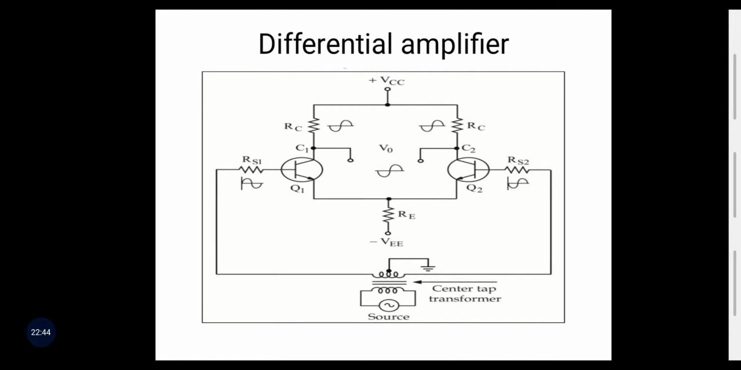The output voltage V0 is taken across the collector of Q1 and the collector of Q2. The two outputs are equal in magnitude but opposite in polarity, and V0 is the difference between these two signals. Then the output voltage V0 is given by V0 equal to differential mode gain AD into VD. That means V0 equal to AD into VD, V0 equal to AD into V2 minus V1.